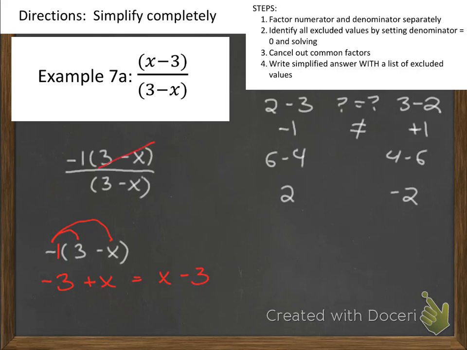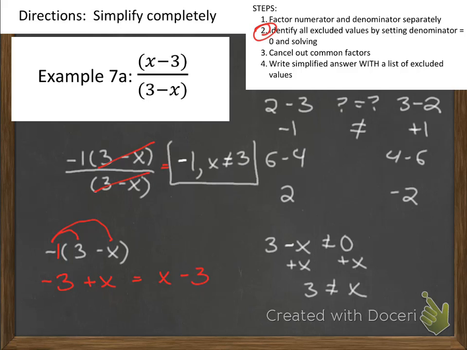Now, you might be very tempted right now to go ahead and cancel those and just write the answer as negative 1. However, remember there's one extra step that we have to do. We have to remember that there are going to be restricted values. Specifically, we can't let 3 minus x equal 0. So let's just add x to both sides, and then we say that x can't be equal to 3. So our final answer is negative 1, comma, x not equal to 3. That is our final answer. Okay.